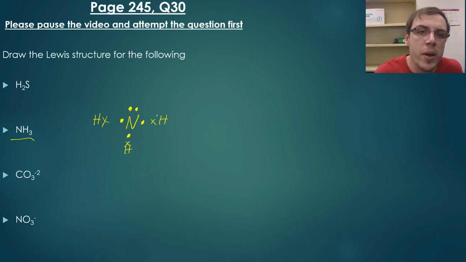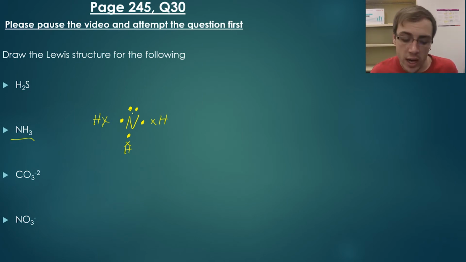Now, something very important to note here is that we have a lone pair of electrons. Remembering when we're doing Lewis structures, when we're doing our VSEPR, it's very important to be aware of those lone pairs. Same deal, we go through and we make sure all of them have 8 electrons in their outermost shell, with the exception of hydrogen.